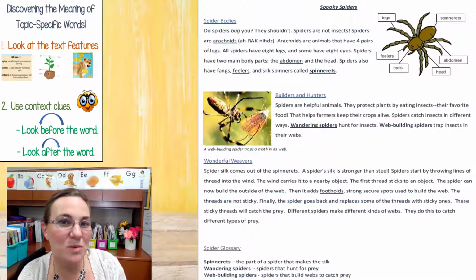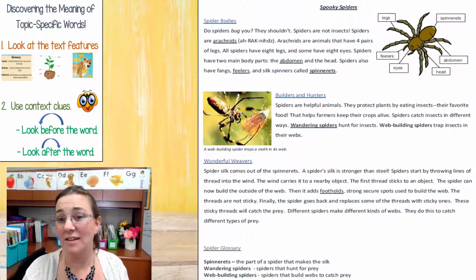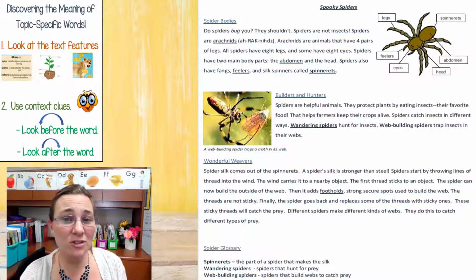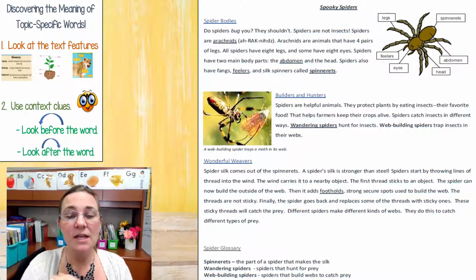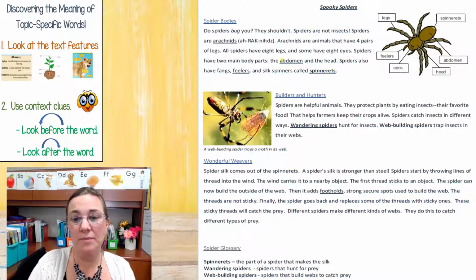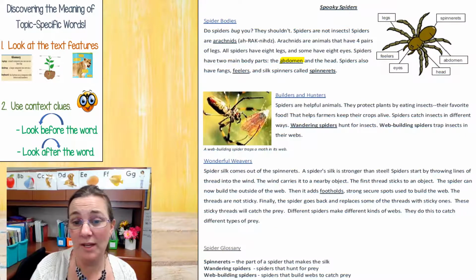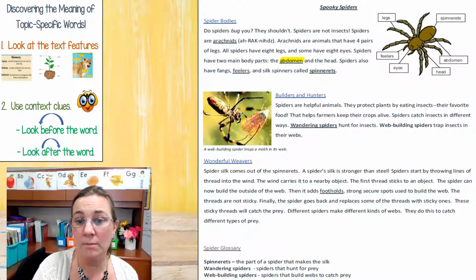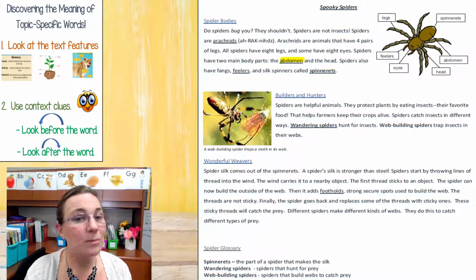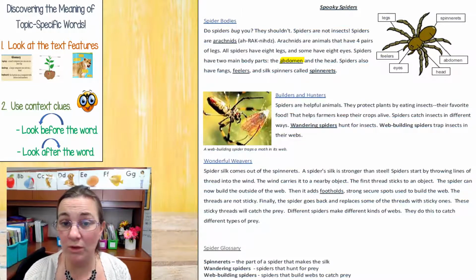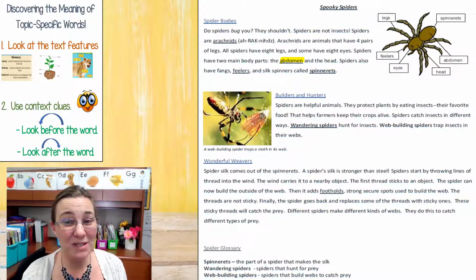Let's practice doing this work using one of the articles we've already read. This is the article Spooky Spiders, and I've underlined a few of the topic-specific words, the words that are special when you're talking about the topic of spiders. Take a look at this word. This is a long word, and I can break it into syllables to help myself read it. Abdomen. Abdomen. But remember, just because I can say the word correctly doesn't mean I know what it means. And abdomen is a topic-specific word. It's not a word I use every day when I'm talking.